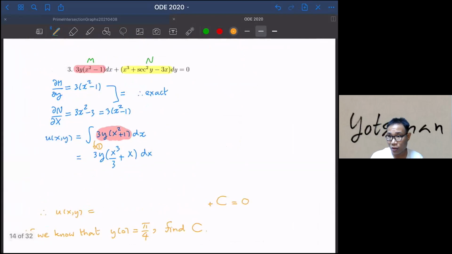This one is called the exact equation. The thing that you need to do is check for exactness and then find uxy equal to 0. So that's all.